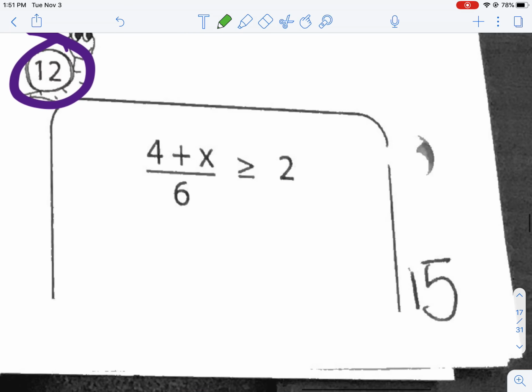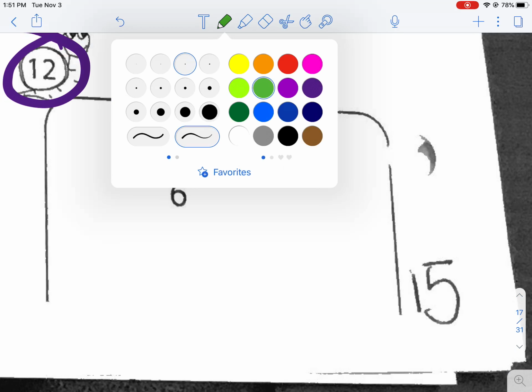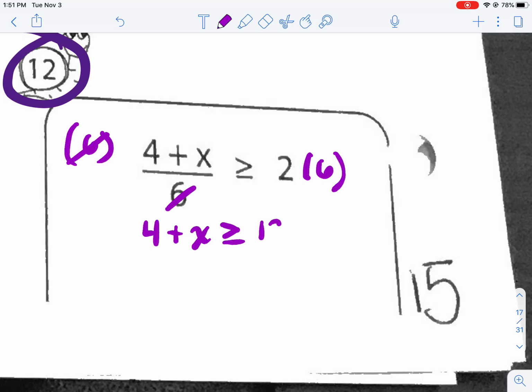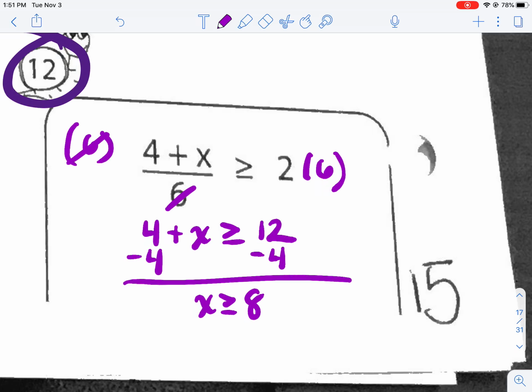If I go down to number 12, again, we're still on page 15. First thing we're going to do here is multiply both sides by 6. When we do that, the 6's are going to cancel. So 4 plus x is greater than or equal to 12. Now, to get x by itself, I'm going to take away that 4. So x is greater than or equal to 8.